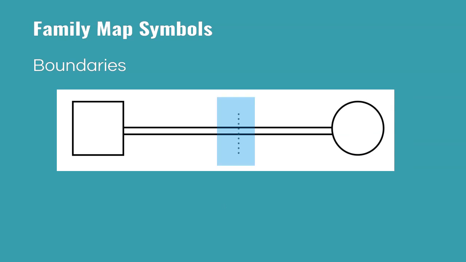A dotted line means a diffuse boundary. The rules between the family members are not clearly defined or maintained, resulting in blurred generational roles and responsibilities. Diffuse boundaries often lead to enmeshed relationships.